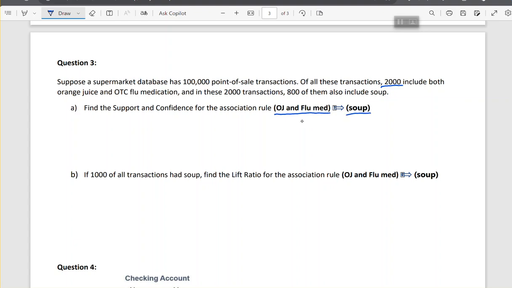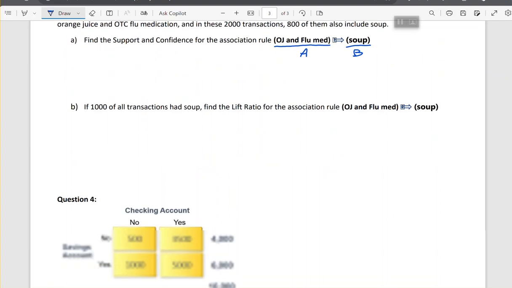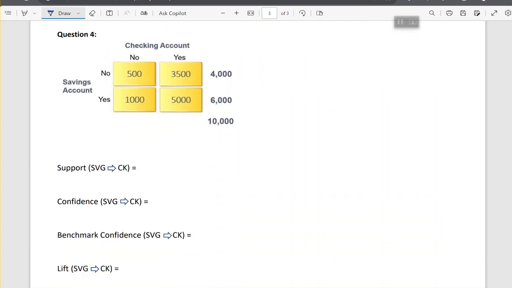So that means this is item set A, this is item set B. Follow the formula, you should be fine. And for question 4, for the support, I don't think there is any question about it, right?